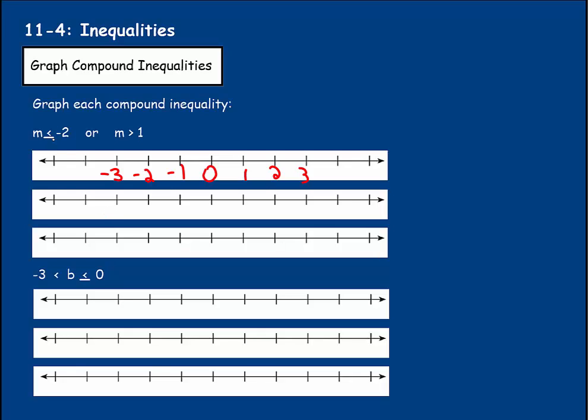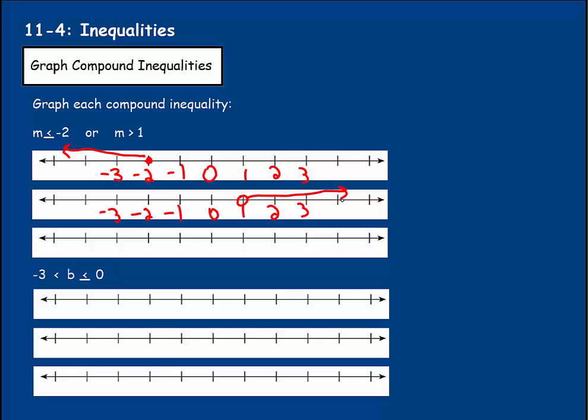So m is less than or equal to negative 2. So since it could be negative 2, we'll do a closed circle. Less than negative 2 would take the arrow in this direction. So if we do m is greater than 1, let's put our number line here. We'd have an open circle at 1, and we would make m greater than it by going to the right.